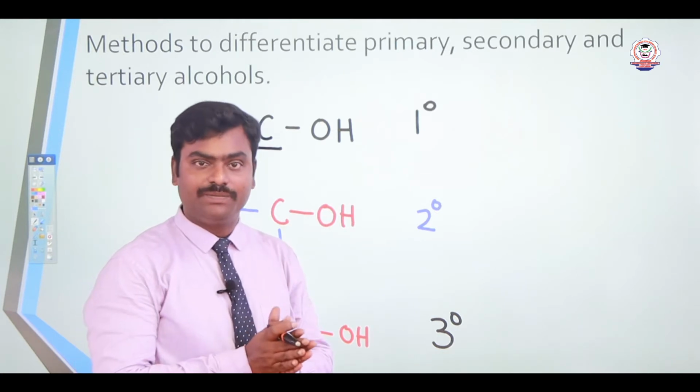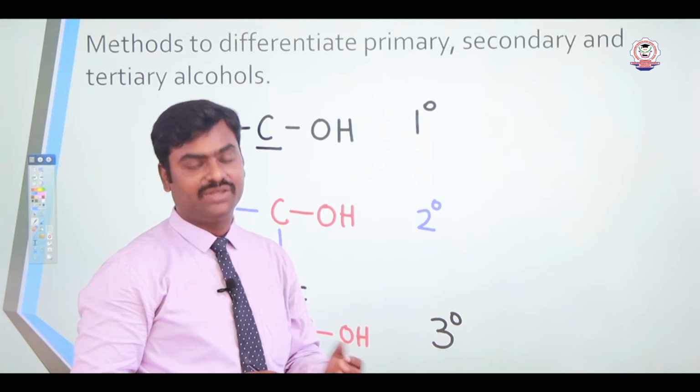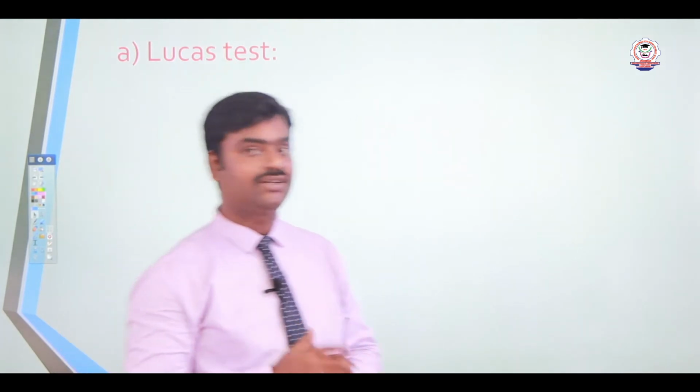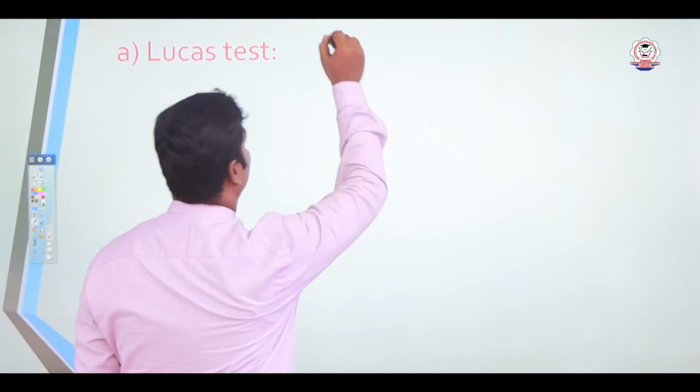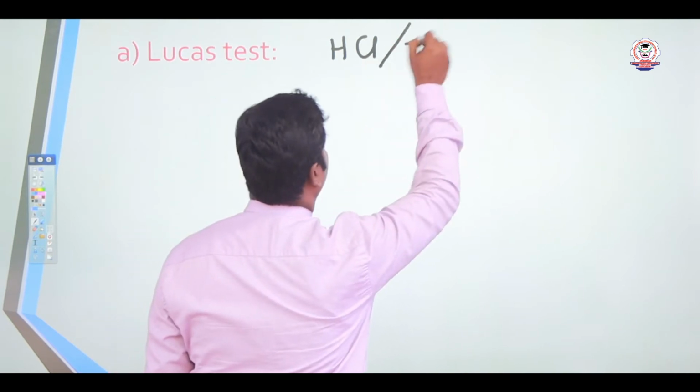In this video, we are going to see how to differentiate them using a chemical test. The first test is known as the Lucas test. Here we are going to use a reagent called Lucas reagent. What is a Lucas reagent? That is HCl with zinc chloride.